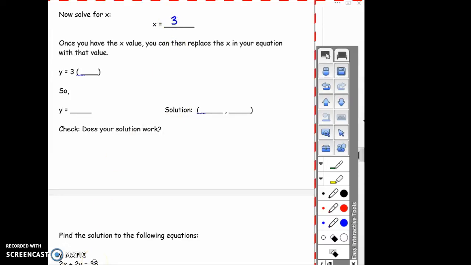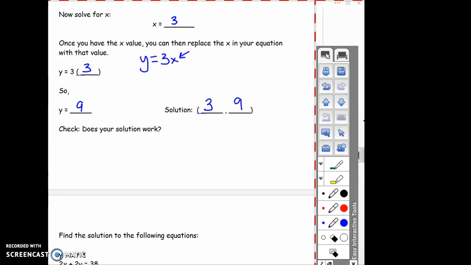It says once you have the x value, you can then replace the x in your equation with that value. Well, my equation, if you could recall, was y equals 3x. So I can now substitute the value of x that I just got into that equation. Well, the value of x is 3. So let's substitute it in. What is 3 times 3? Well, it's 9. So guess what my value of y is? 9. And I would write that as the solution, 3 comma 9, because my x value is 3 and my y value is 9.